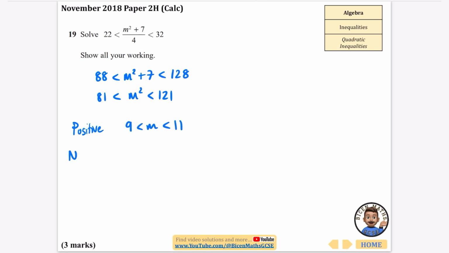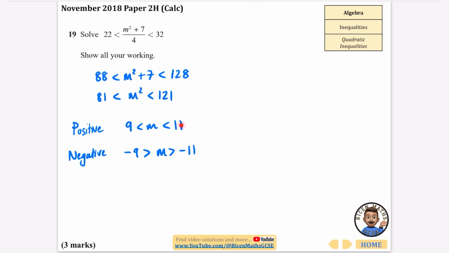Now when I take the negative square root, we're just going to need to be really careful about the way that we write our inequality signs. So we've got our minus 9, we would have our minus 11, and we would have our m. But it doesn't make sense if I say this, because this is saying that m has got to be bigger than minus 9, but less than minus 11. So when I write those inequality signs, it's going to be the other way around, like this.